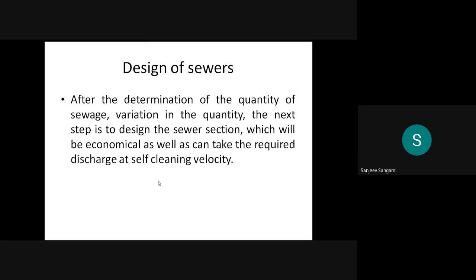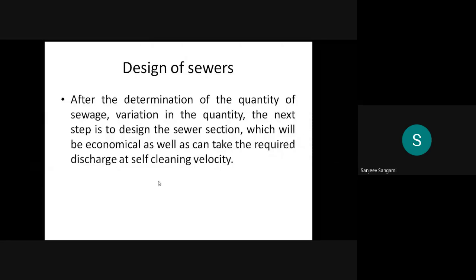With those details, that is almost the completion of the first module. Now we'll go ahead with the second module, the design of sewers. Some of the aspects we already covered, such as how to design the storm water flow and the sewage flow, but we have not yet covered how to design the storm water drains and how to design the sewage flow.